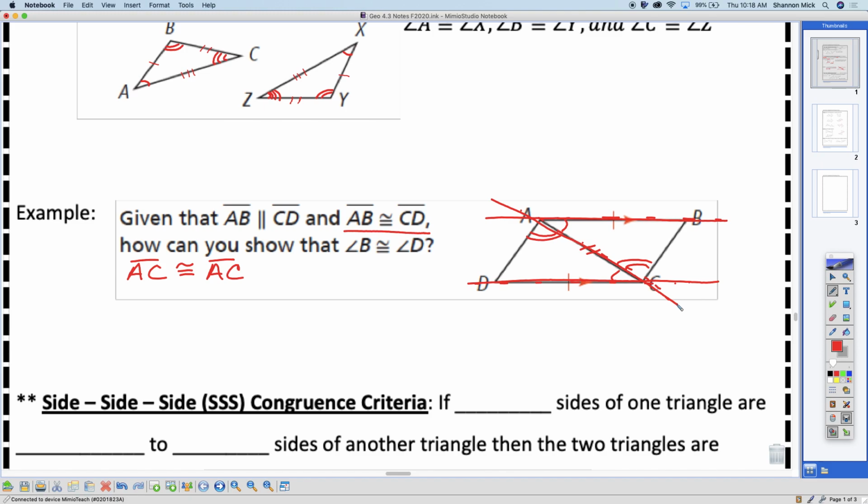Alternate interior. Alternate sides of the transversal, inside of the parallel lines. Corresponding would be out here and here. Same side interior equals what? 180. Okay. So I know that this angle here and this angle are congruent.